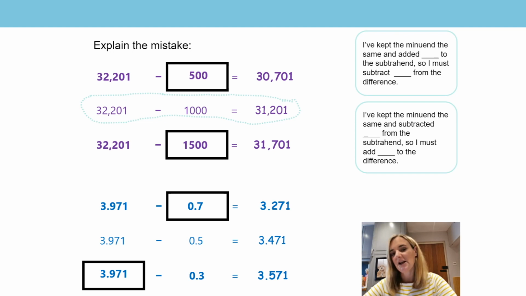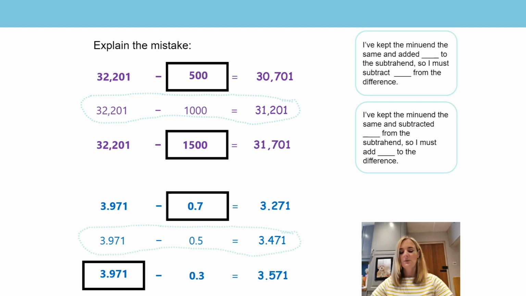And did you notice that in the bottom one as well? So the difference increased by 500, so the subtrahend should have decreased by 500, but can you see they've increased them both again? They've got themselves confused and forgotten that one must increase and the other must decrease, and vice versa. So the 500 and the 1,500 should be in the opposite boxes. Right, okay, let's have a look at the blue ones now.